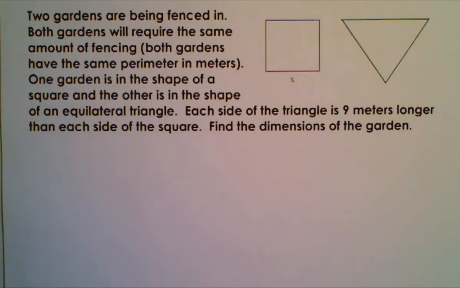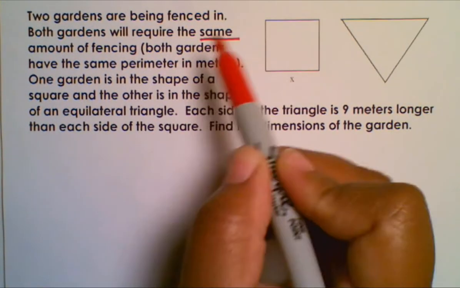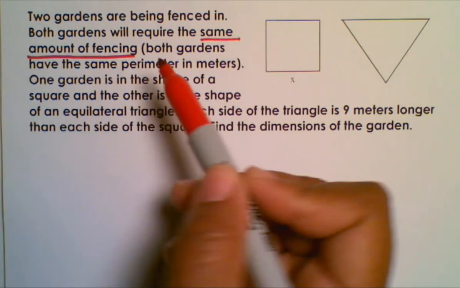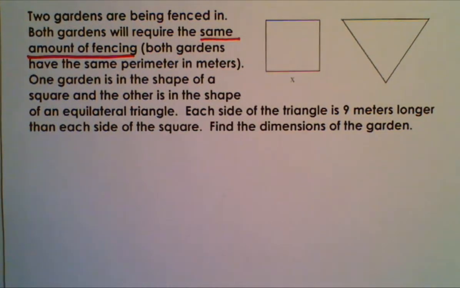Two gardens are being fenced in. Both gardens will require the same amount of fencing. So I'm going to underline this. Same amount of fencing, meaning both gardens have the same perimeter in meters.